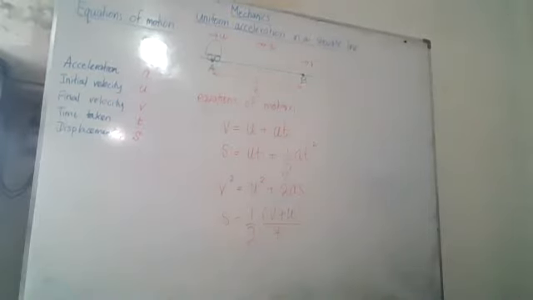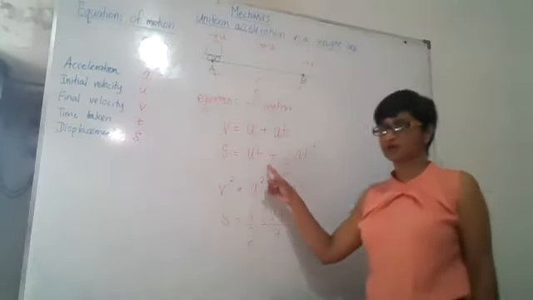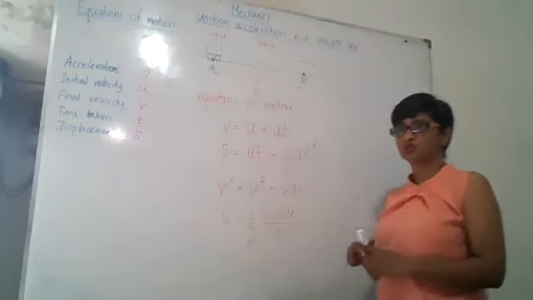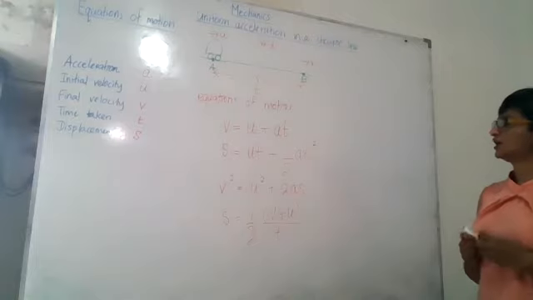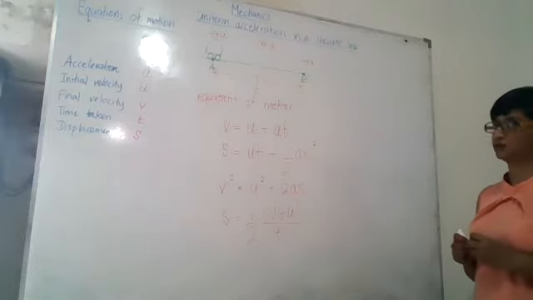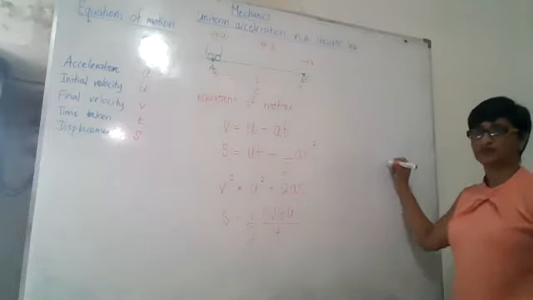The second equation is formed by the velocity equation. Then the fifth equation, this one, is also formed by the velocity equation.